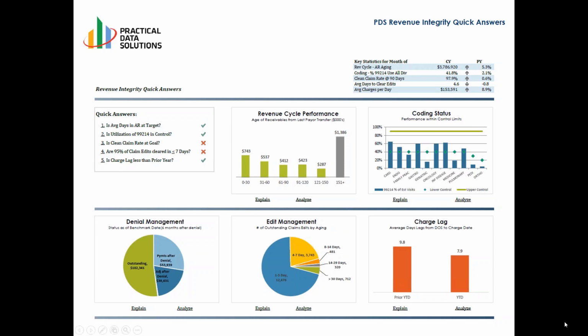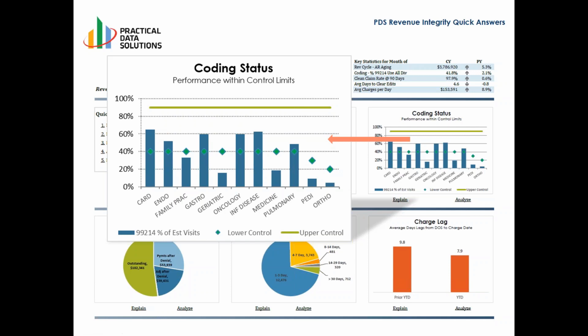But let's look at the coding status over in the upper right graph, where we're measuring the use of code 99214. So this is a key CPT code when we're looking at office visits to make sure that physicians are not leaving revenues on the table as they are seeing their patients. We've talked about this in other PDS webinars. What I've done here is we've set an upper and lower control limit. We tell the physicians that we'd like to see their coding of 99214 between these 2 lines, the lower limit of 40% and the upper limit at 90%.